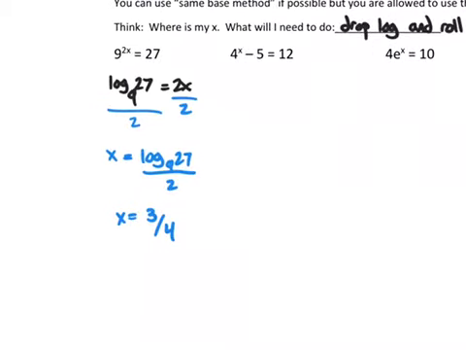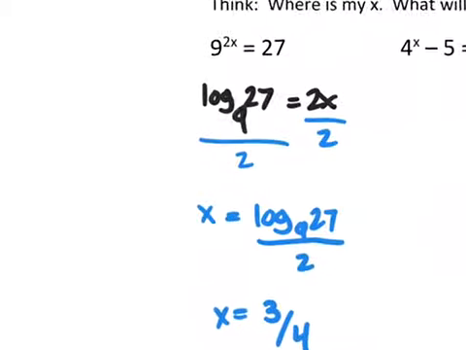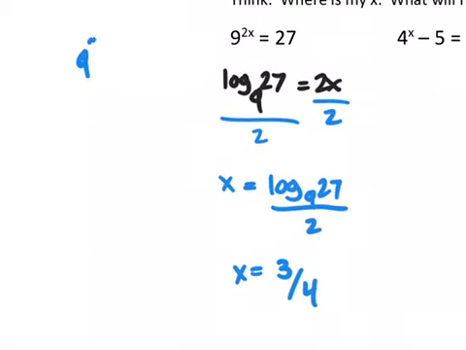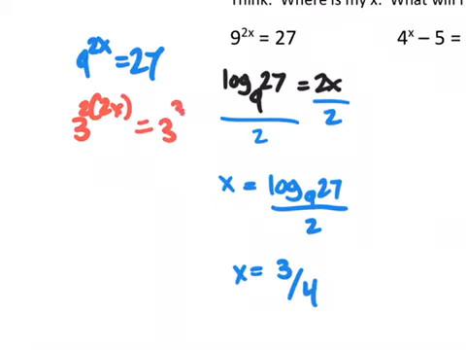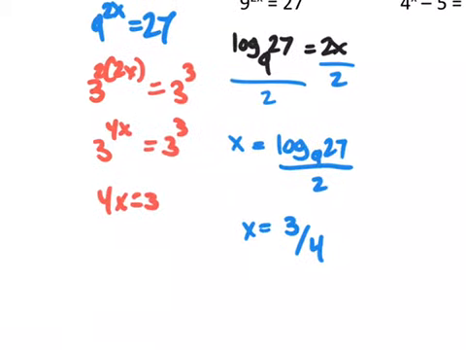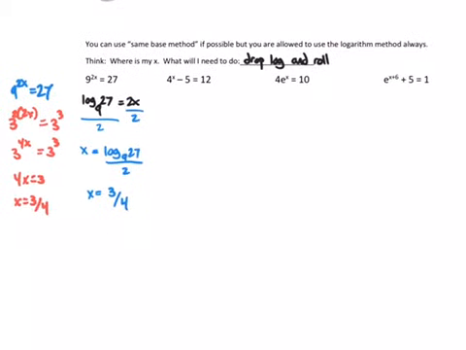3/4. And that was one that we could have done with the same base method if I rewrite this same problem, expressing 9 as 3 squared with the 2x that's already up there. 27 is 3 cubed, so we have 3 to the 4x is equal to 3 cubed. Set the exponents equal, and we'll get that x is 3/4. But let's keep solving with drop, log, and roll.